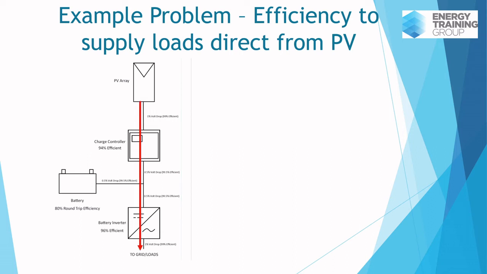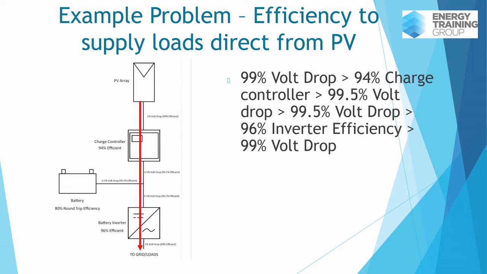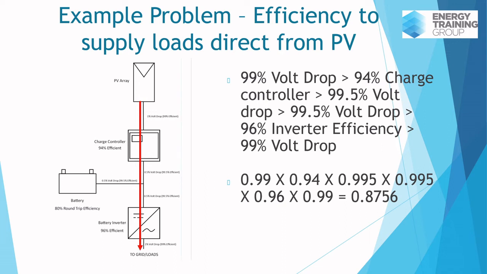Exactly the same process. We find our circuit path. Okay, we have a look at our values as we move through that circuit path. We've got 99% volt drop, 94% on the charge controller, two sections at 99.5% efficient for the volt drop, and then we go through the inverter, which is 96% efficient, and 1% on the AC side of the inverter, or 99% efficient. Combine all those together, and we see to supply loads directly from the PV, that is 87.56% efficient.